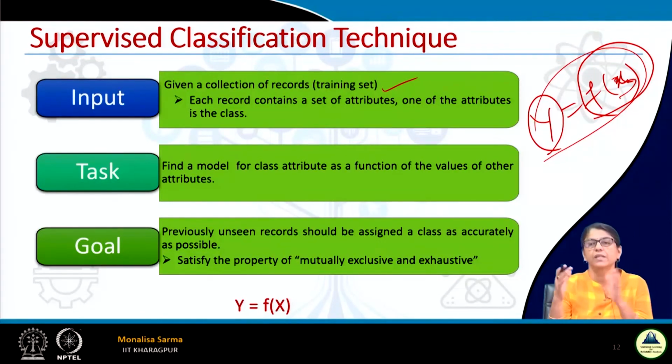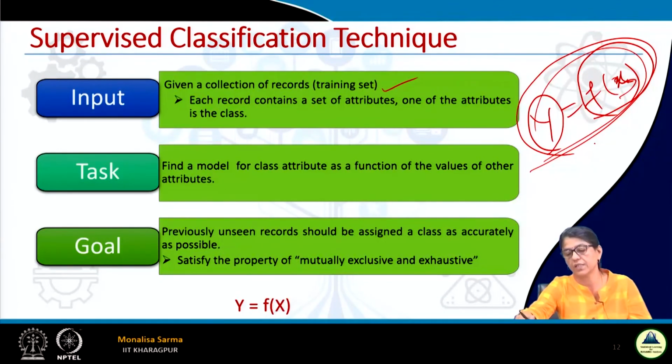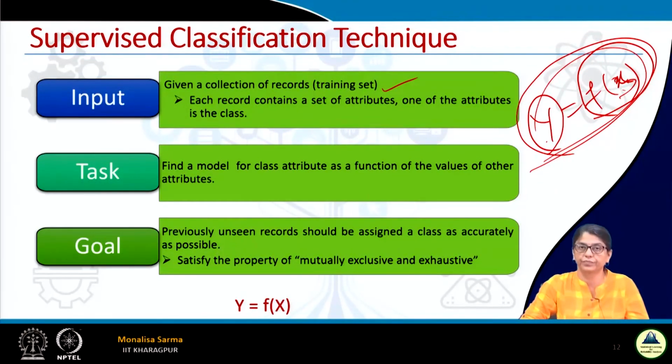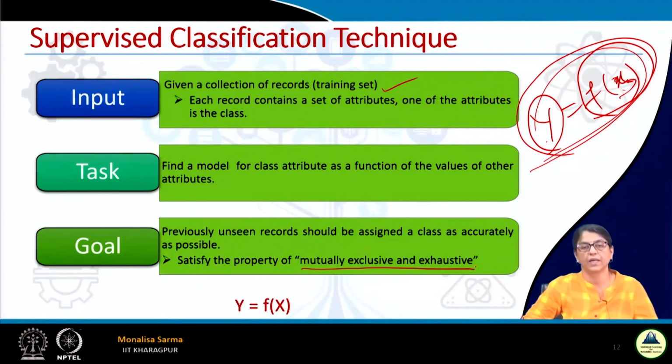So the task is, given a set of observations, where each observation also has the class label, we have to find this function y equals f(x) for the class label. Somehow we have to find this function. Once this function is known, what is the goal? Given any unseen record, where the class label is not given and just the attributes are given, we have to assign the class as accurately as possible. And how will we assign the class? Satisfying the property of mutually exclusive and exhaustive. An observation has to be assigned to one class; it cannot be assigned to more than one class, and each observation has to be assigned to one class.